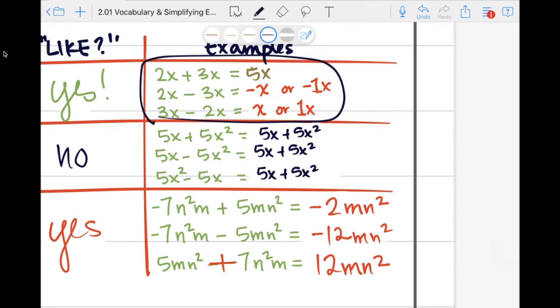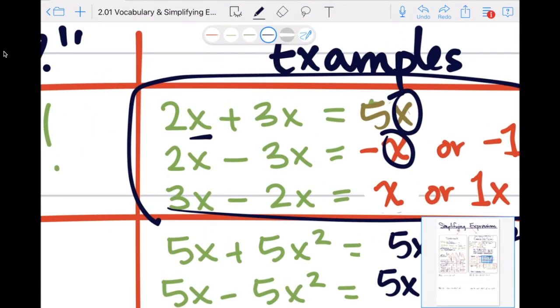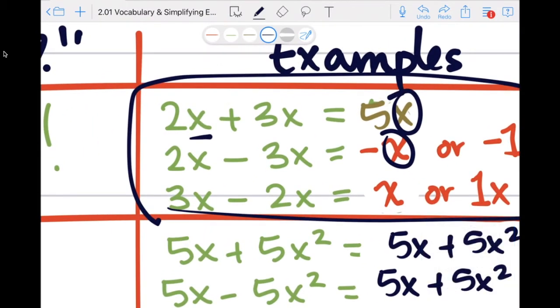Okay, I want you to notice for the two examples that had like terms, so this example right here and this example right here, the variable part didn't change. It started off with x and it ended up with x. It didn't change to like x squared or anything like that. All you're doing is you have 2 of those rod shapes and you're given 3 more of those rod shapes. So now you have 5 of those rod shapes.